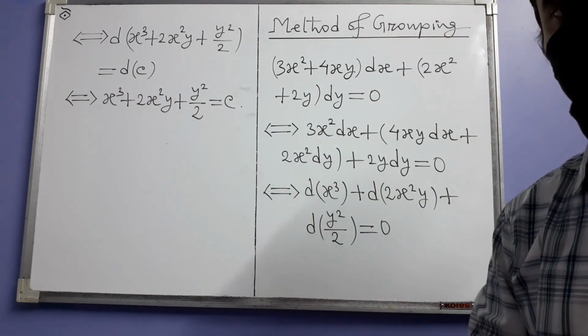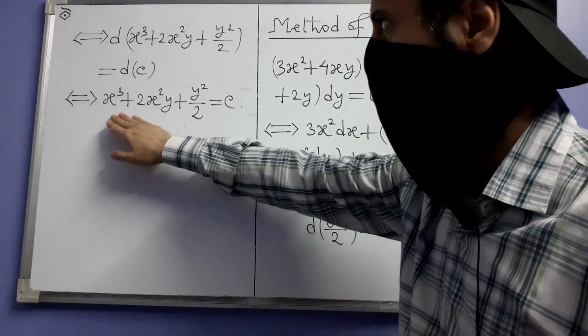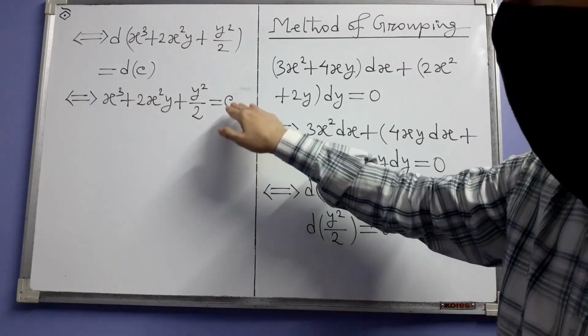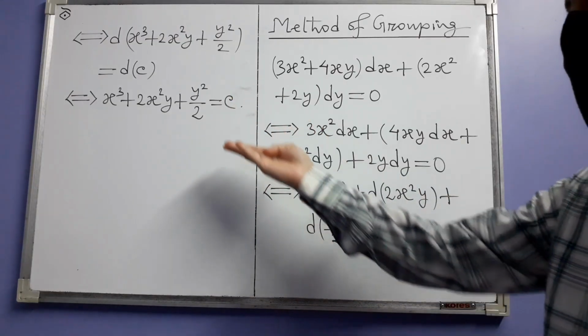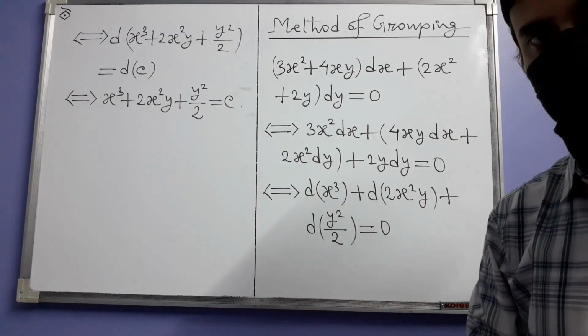So that is equal to 0, and 0 can be written as the differential of a constant, any constant. So C is the arbitrary constant here. And this is true if and only if this function is equal to constant. So that way, very easily you are actually getting the general solution.